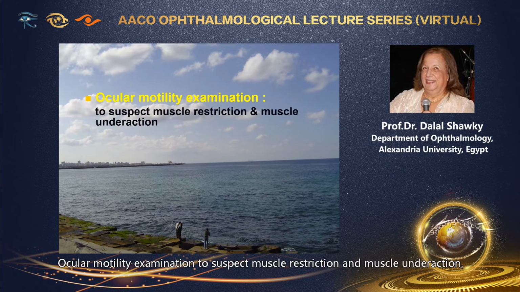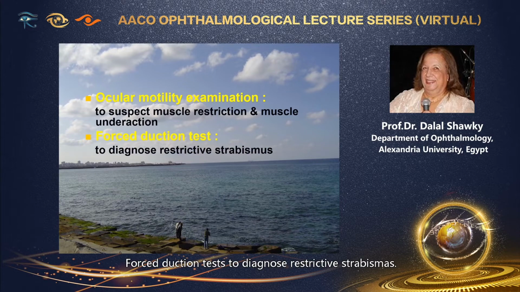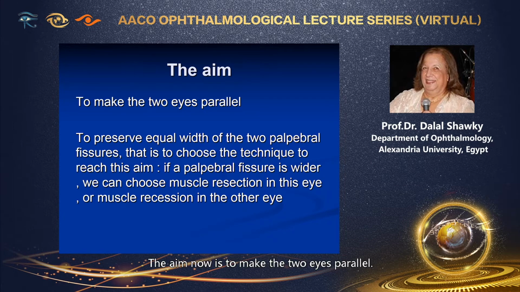surgery. Ocular motility examination to suspect muscle restriction and muscle underaction. Force reduction test to diagnose restrictive strabismus. The aim now is to make the two eyes parallel. When we operate, we have to make the two eyes parallel. Also, we have to preserve equal width of the two palpebral fissures, that is, to choose the technique to reach this aim. If a palpebral fissure is wider, we can choose muscle resection in this eye or muscle recession in the other eye.